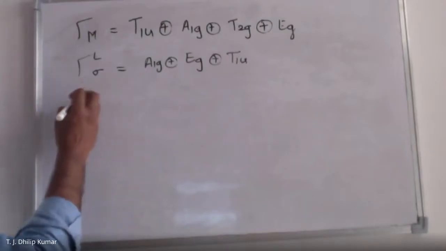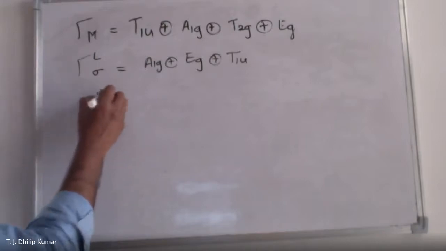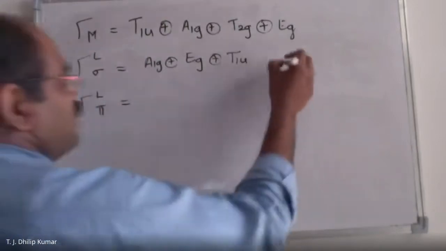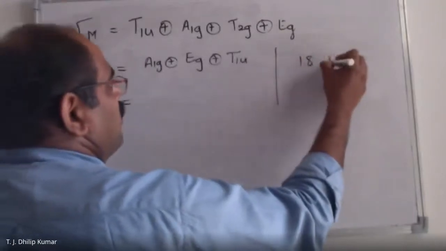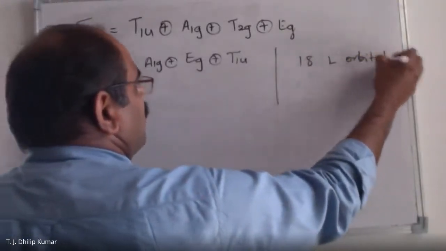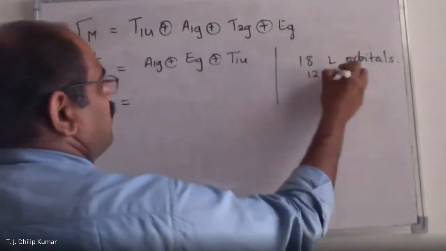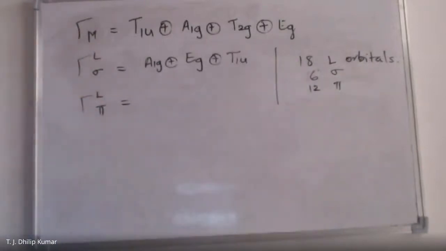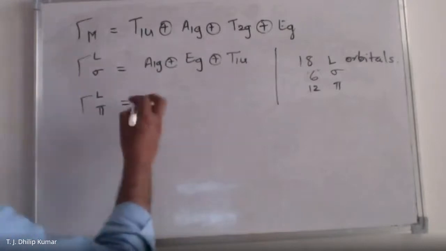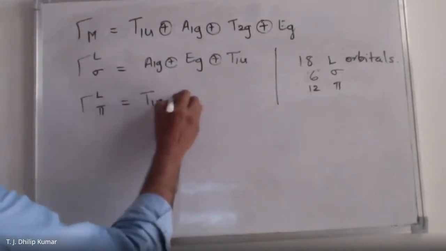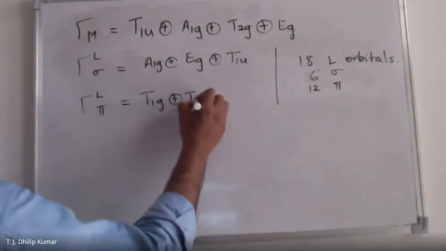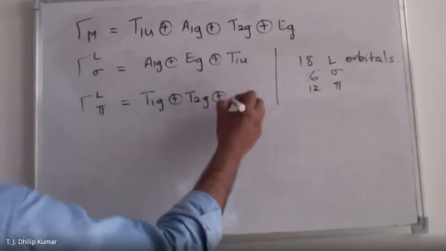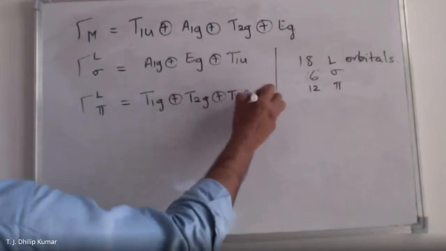Now composition of ligands' pi orbitals, let's see. So I was telling that there are 18 ligand orbitals. In that 6 are sigma, and the remaining 12 are pi orbitals. So this pi changes into this composition: T1G plus T2G plus T1U plus T2U.